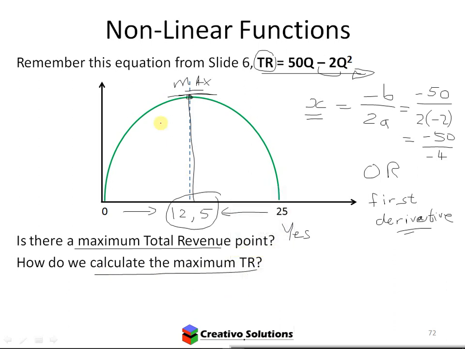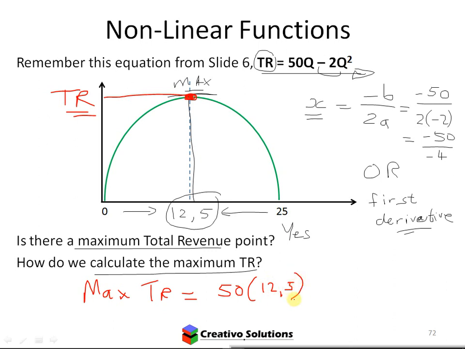So how do I get the maximum TR? Work out the y value, which is TR, for the x value, which is quantity. Does that make sense? So max TR equals 50(12.5) minus 2(12.5) squared. On your calculator, quickly type that in and see what you get. $312.5. And that would be the maximum revenue.